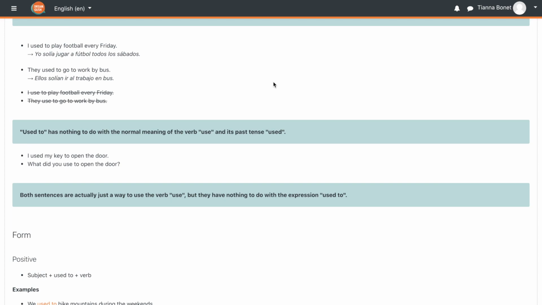Used to has nothing to do with the normal meaning of the verb use and its past tense used. I used my keys to open the door. What did you use to open the door? Both sentences are actually just a way to use the verb use, but they have nothing to do with the expression used to.